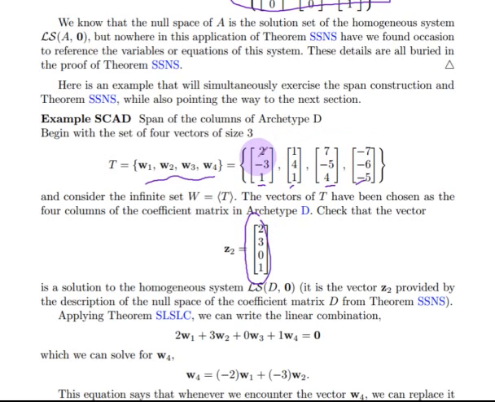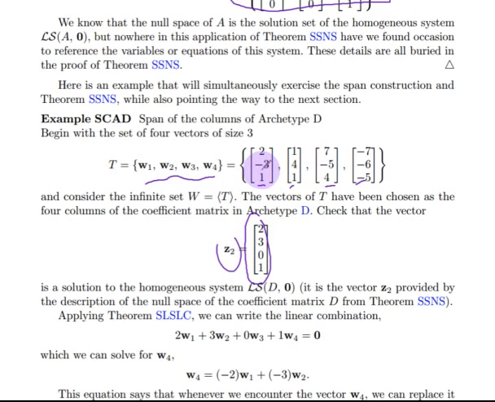If I look at, say, for instance, the first component, I get 2 times 2 is 4, plus 3 times 1 gives me 7, plus 0 times 7 gives me 0, plus 1 times minus 7 gives me 0. So the first component, when I apply these coefficients to these vectors, will give me a 0. I can do the same for all 3 components and verify that this is a solution to the homogeneous system.